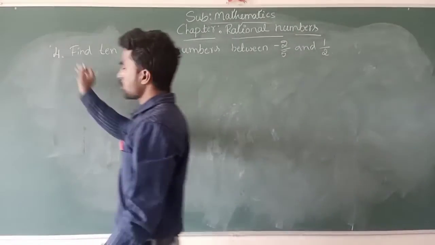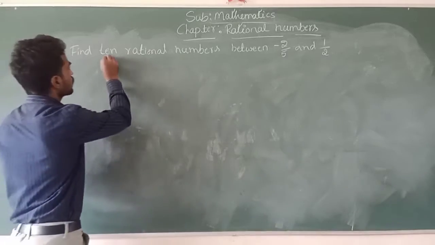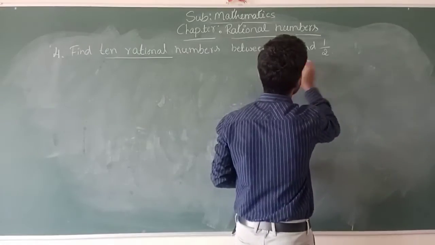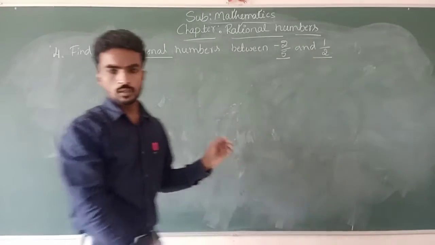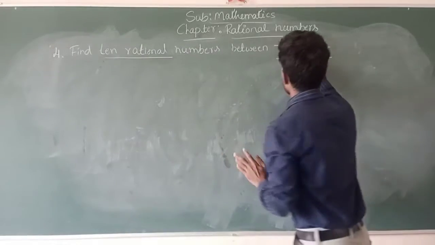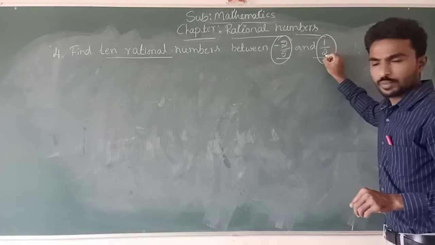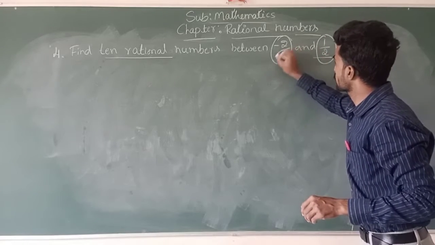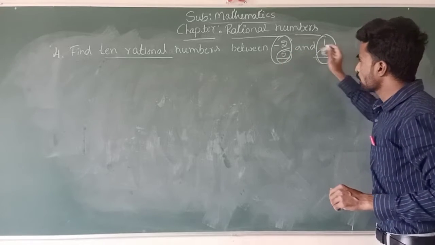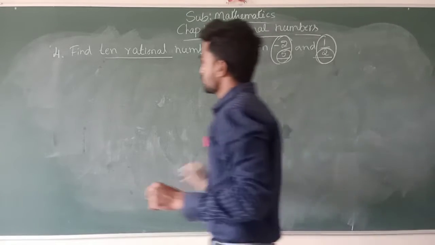Now we are going to solve question number 4. Here they have given: find 10 rational numbers in between minus 2 by 5 and 1 by 2. Just observe, there are 2 rational numbers. One is minus 2 by 5, another one is 1 by 2. But both rational numbers have different denominators. Now convert these rational numbers into the same denominator.